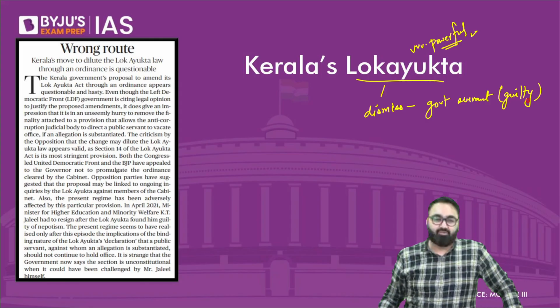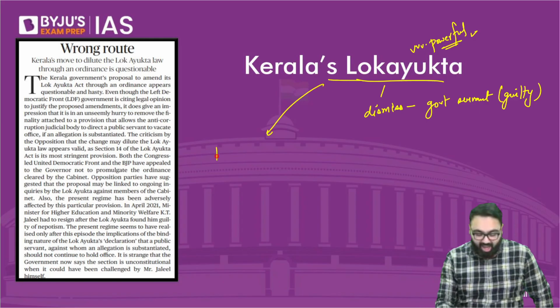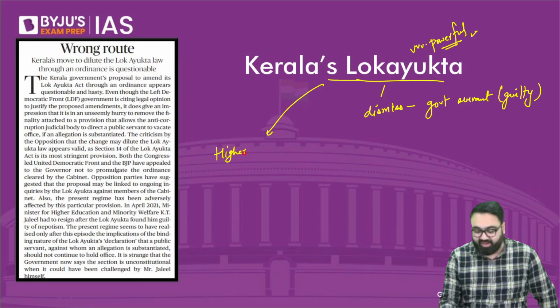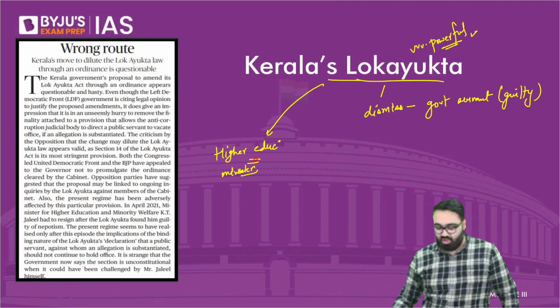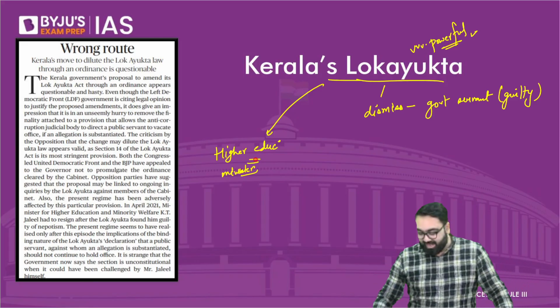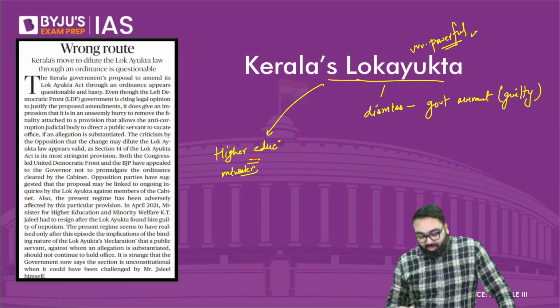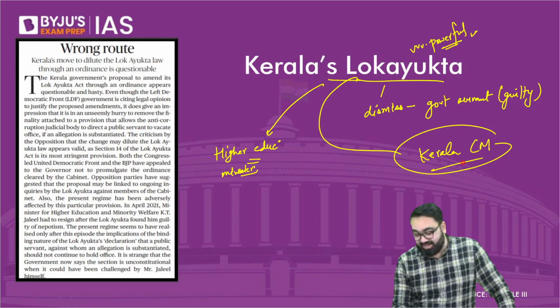So what happened was, a few months back, Kerala Lokayukt dismissed the higher education minister of Kerala. There were some allegations of corruption against him. So Kerala thought, oh, good, we are setting an example for everyone. But then what happened? Then the Lokayukt started an investigation against the Kerala chief minister.